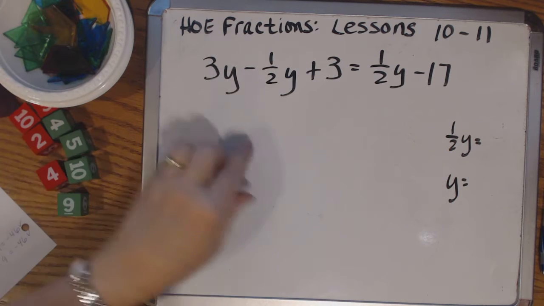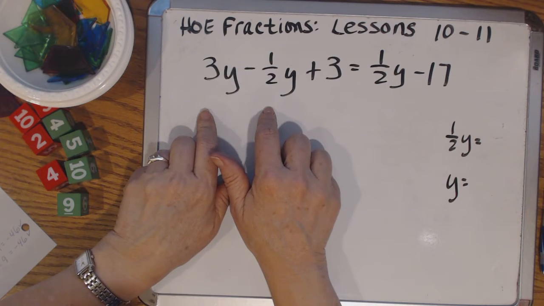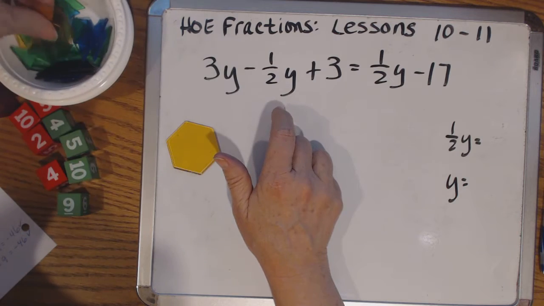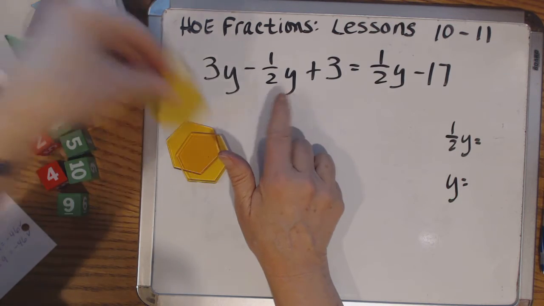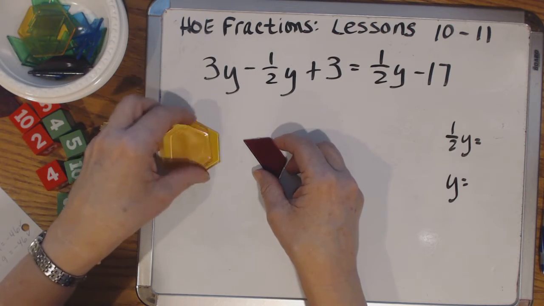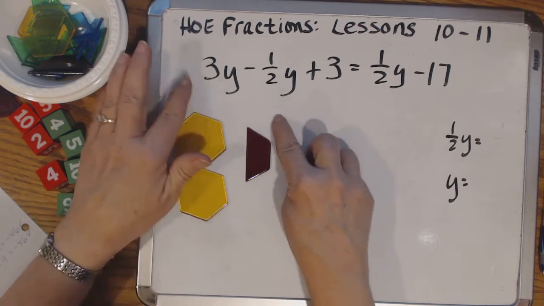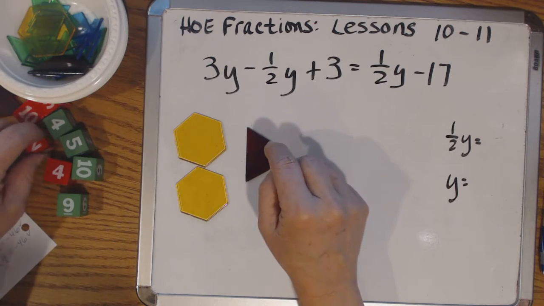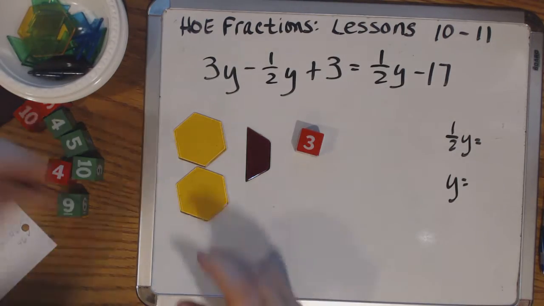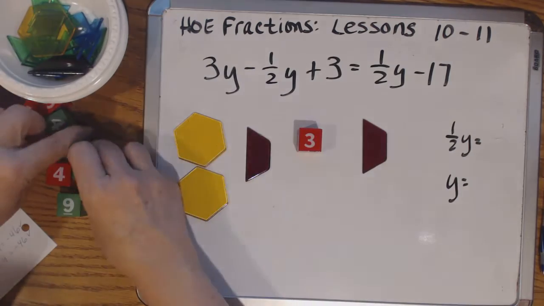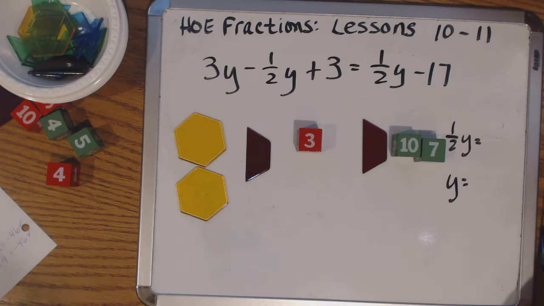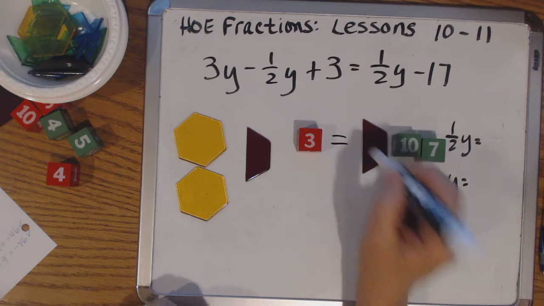All right. Well, you guys caught on to this really fast, right? I'm going to have 3y minus a half of y. That's going to be 2 and a half y's, right? If I had 3 minus a half, that means I've got 2.5. Okay, so for now I'm just going to leave it like this. This is 2.5 y's plus 3 is equal to half of y minus 17. Okay, so this is my equality here.